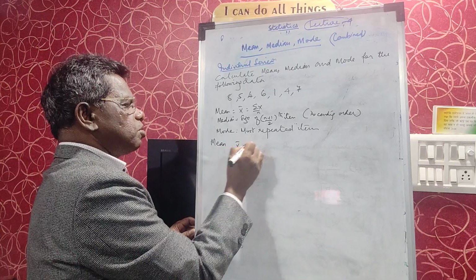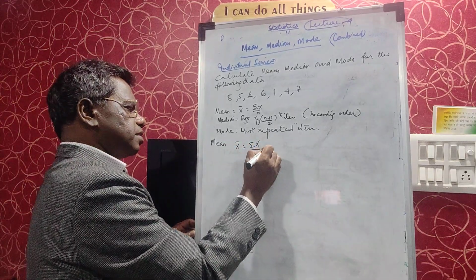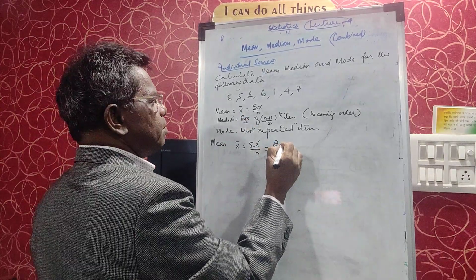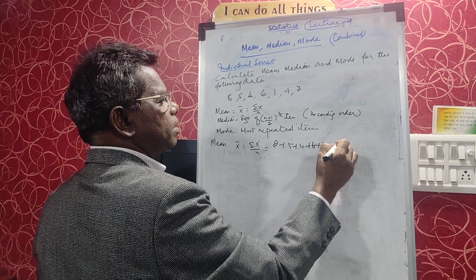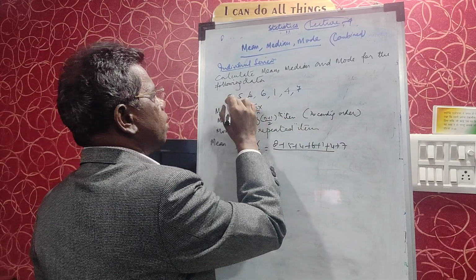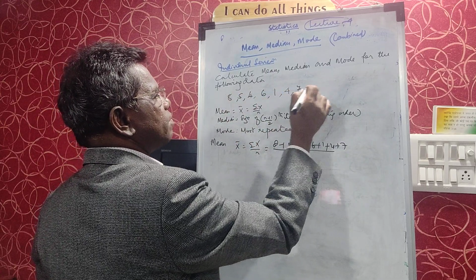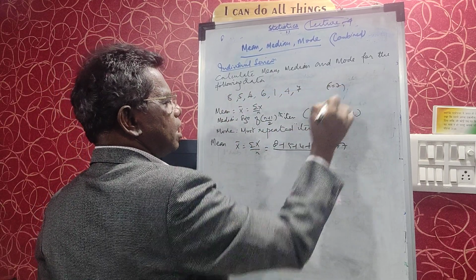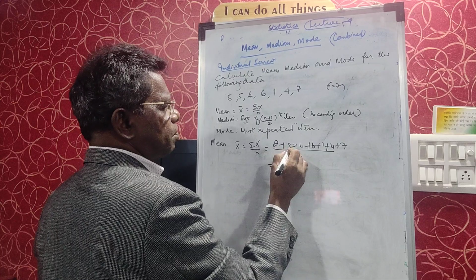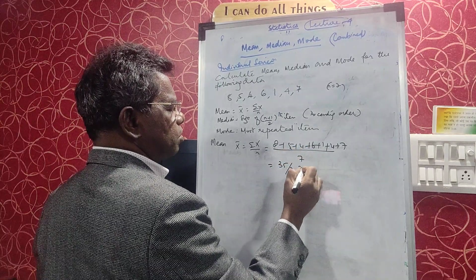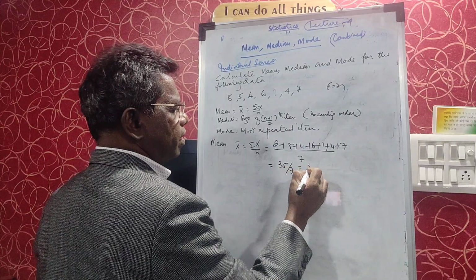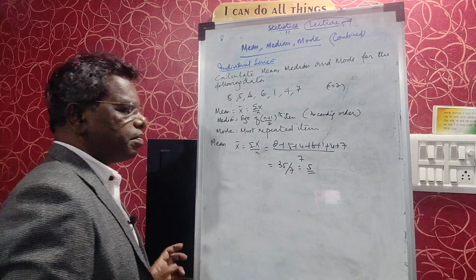Mean x bar is equal to sigma x upon n. That is equal to 8 plus 5 plus 4 plus 6 plus 1 plus 4 plus 7 upon 1, 2, 3, 4, 5, 6, 7, so n is equal to 7. That is equal to 8 plus 5, the total becomes 35. 35 upon 7 is equal to 5. Arithmetic mean is 5.